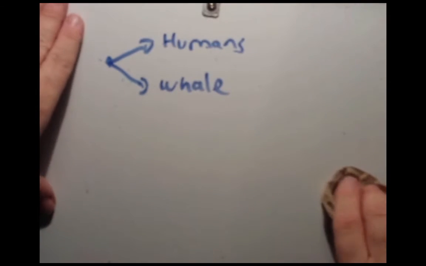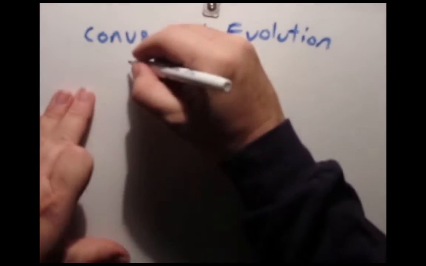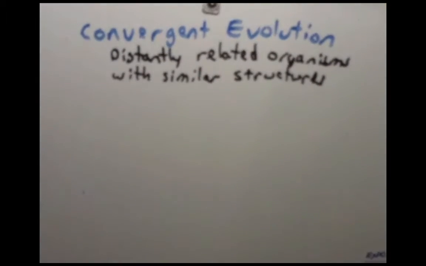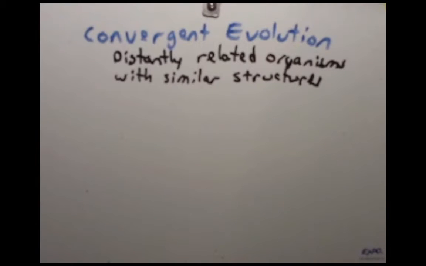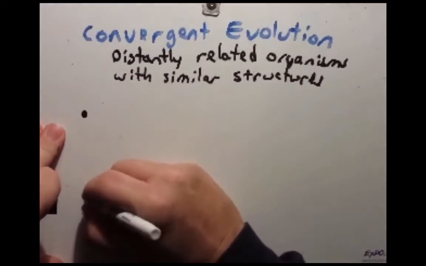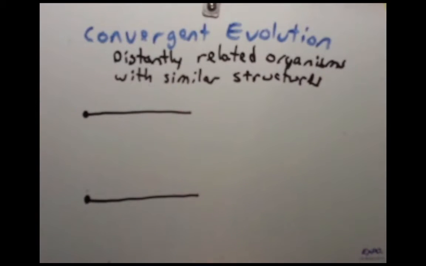I'm going to erase this, and I want to talk about something called convergent evolution. This is when we have distantly related organisms with similar structures. In convergent evolution, we can't explain why these two organisms have a similar structure based upon a common ancestor. It would be as if you had these two distantly related organisms. Way back somewhere they shared a common ancestor.